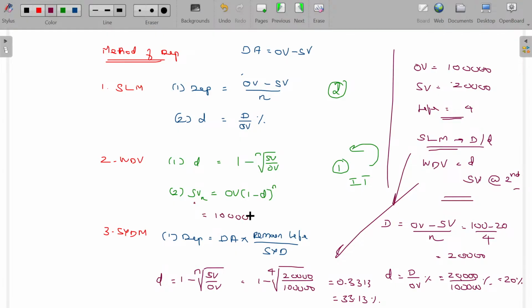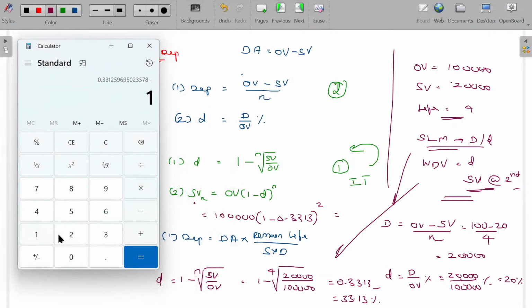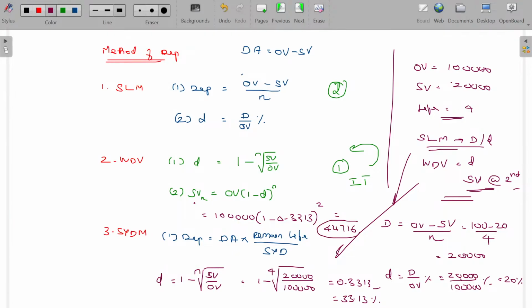To find out the scrap value by the end of the second year: original value 1 lakh into 1 minus 0.3313, the depreciation rate in decimal, to the power 2. So 1 minus the rate being 0.6687 to the power 2. Equal, and you'll get this much into 1 lakh. You'll get 44,716. Are you getting this value?